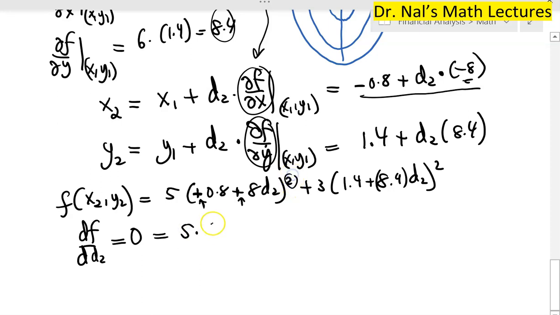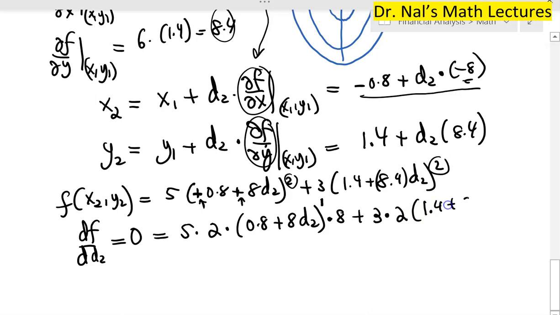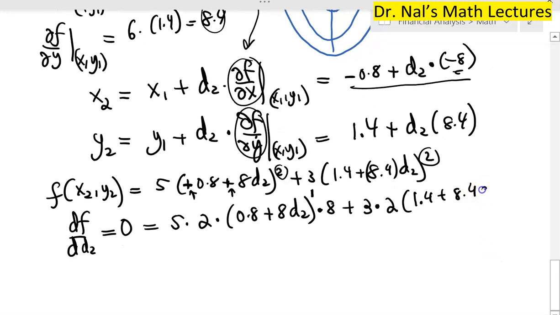Taking the derivative, because it has a square, the 2 comes to the front. So we have 0.8 plus 8 d2. And then further, we need to multiply with the derivative of the inside, which is 8. Notice how I reduced the exponent by 1. Plus 3 times 2 times, the exponent comes to the front. We just keep the inside, 8.4 d2. And then, again, multiply with the derivative of the inside, which is 8.4. That's it. So now we need to solve it. This is not a derivative, so maybe I should just get rid of those ones.